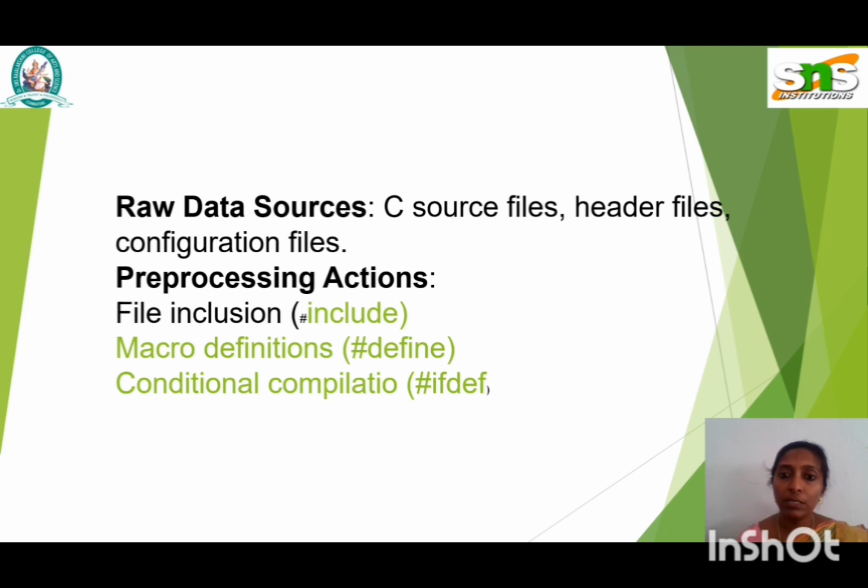The raw data resources required are C source files, header files, and configuration files. The preprocessing actions are file inclusions with #include, macro definitions, and conditional compilations. For file inclusion, we can add #include stdio.h, conio.h, string.h, math.h, and so on. These are also called preprocessing files.